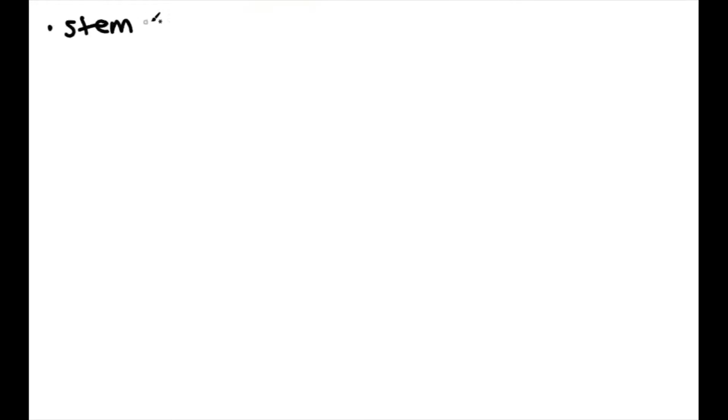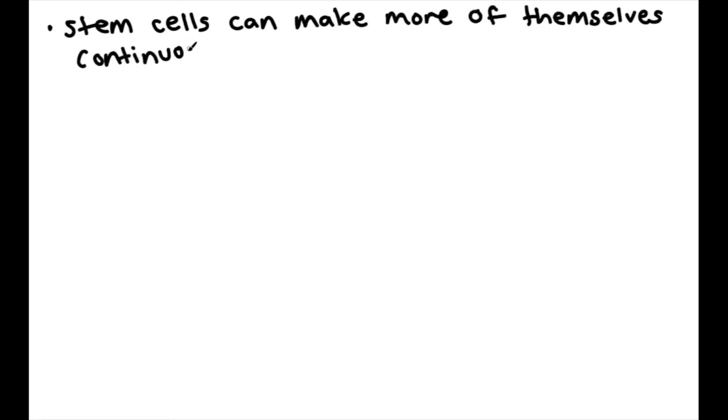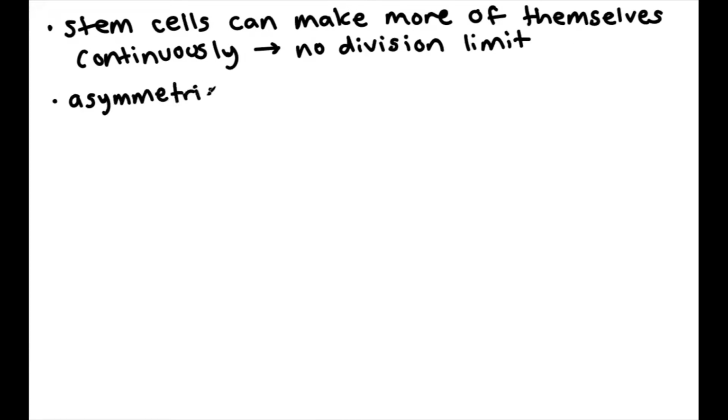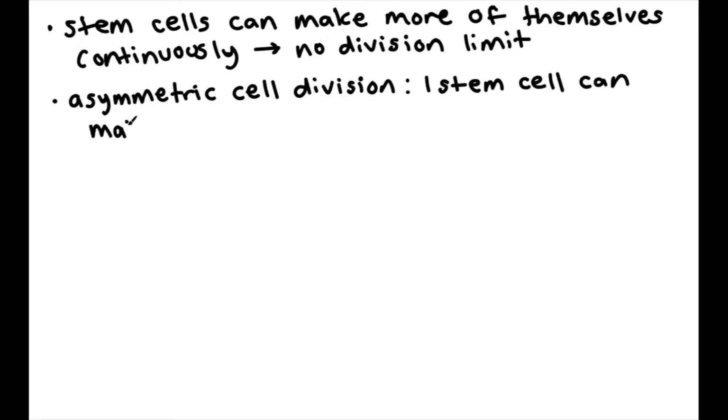Another special characteristic of stem cells is that they can make more of themselves indefinitely, with no limit on the number of times they can go through cell division. They can also do asymmetric cell division, which means that when they divide, one cell will still be a stem cell, while the other cell will be more differentiated.